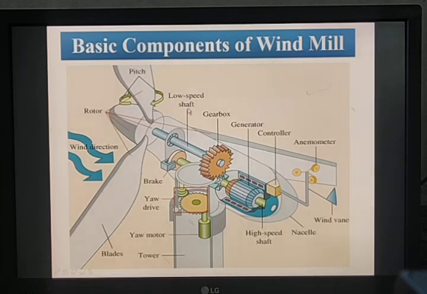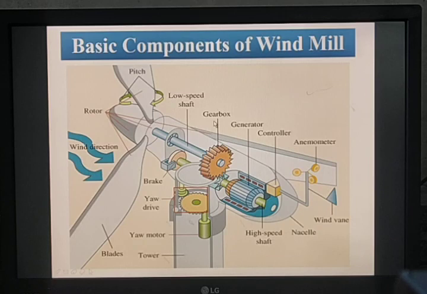Low speed shaft. Generally the rotor turns at a low speed of about 15 to 30 rpm. With 15 to 30 rpm, we can't generate the output AC electricity. Generally we need to generate the power. The minimum required is 1000 to 1500 rpm.